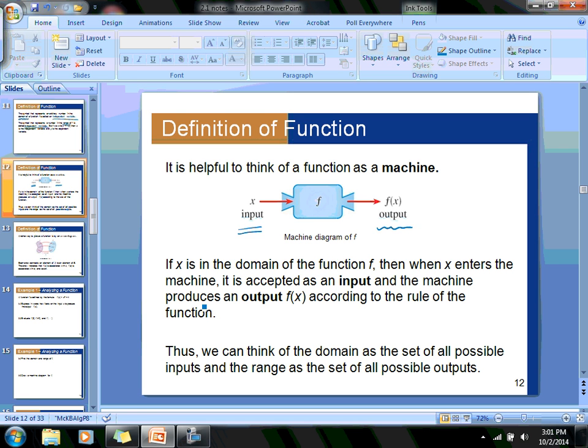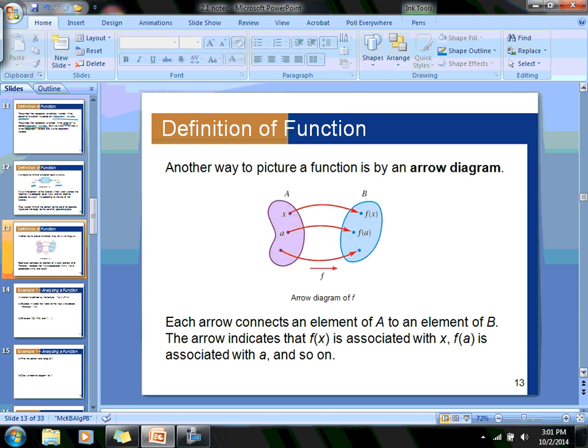So if x is the domain of the function, when x enters the machine, it is accepted as an input, and then the machine produces an output. And this is a good way to help you know if a relation is a function. And there's another way to represent it too. You could represent it as pictures with little bubbles and little arrows. And again, you could think of this as a vending machine or a pop machine.